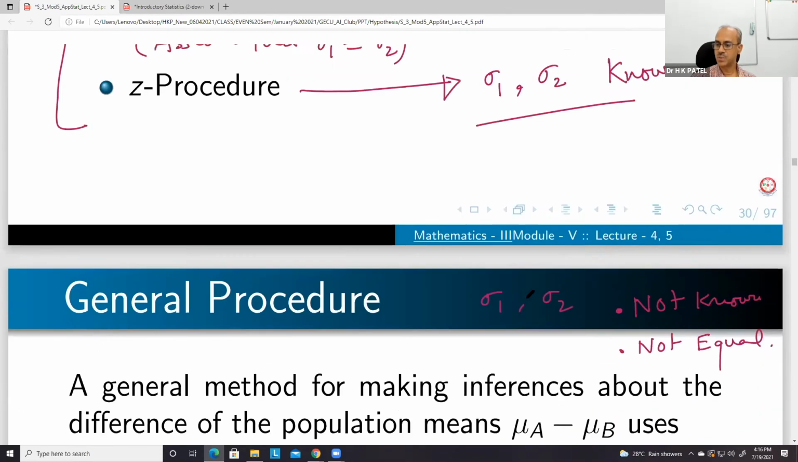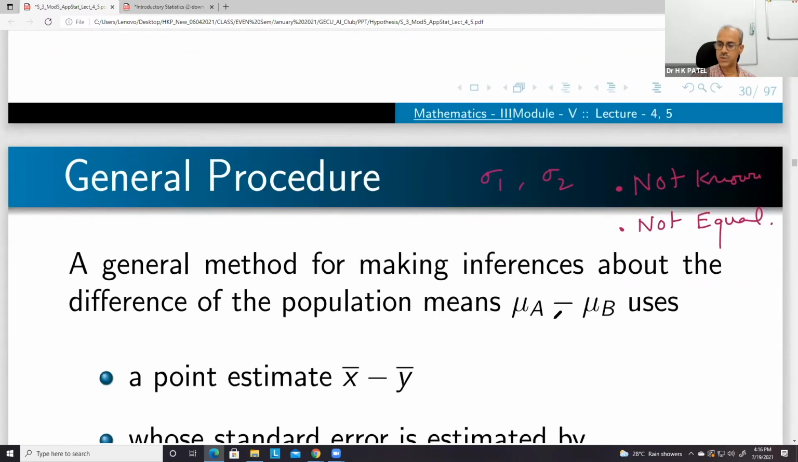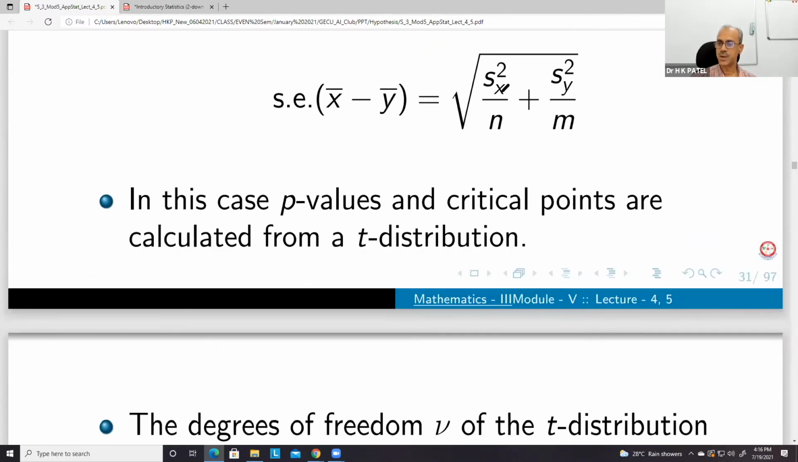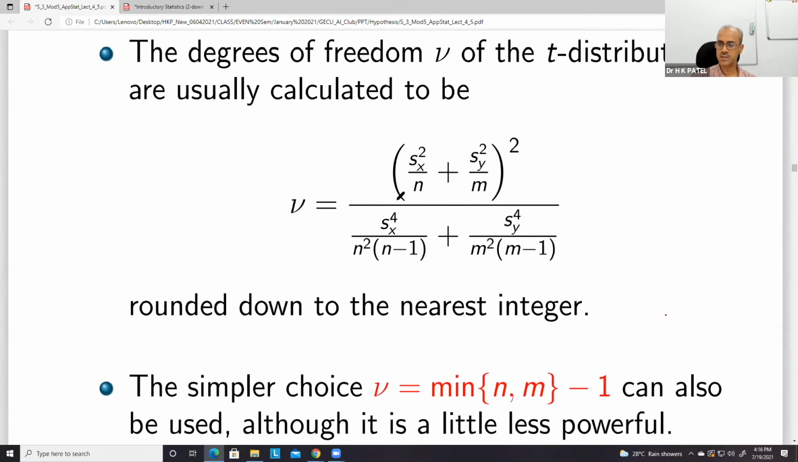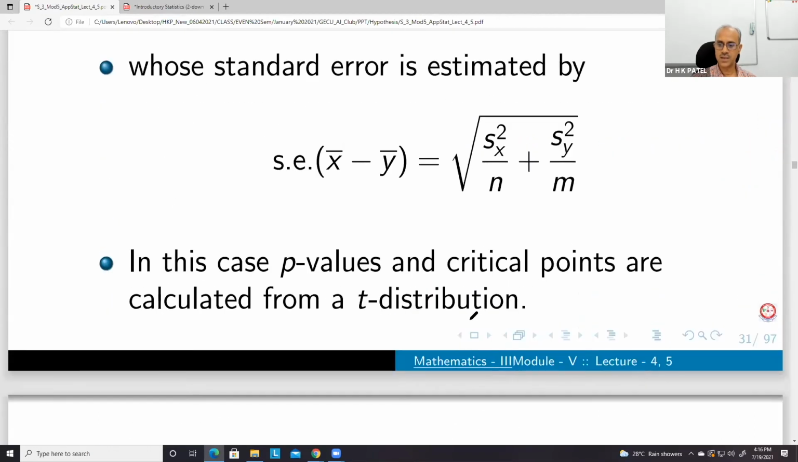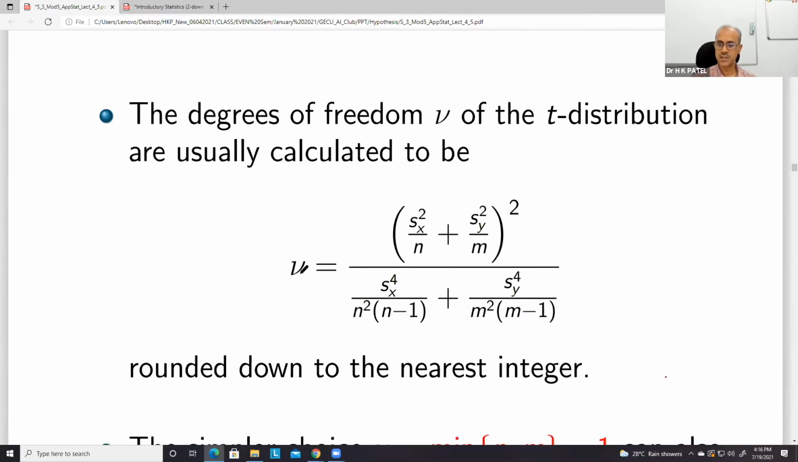So sigma 1, sigma 2 not known, and therefore we can use sample standard deviation Sx, Sy. In this case, our T statistic is T distribution having nu degrees of freedom, but this nu is calculated by this formula. This we have already seen. So in this case, the degree of freedom is calculated by this formula. All these values are known because the sample is known.